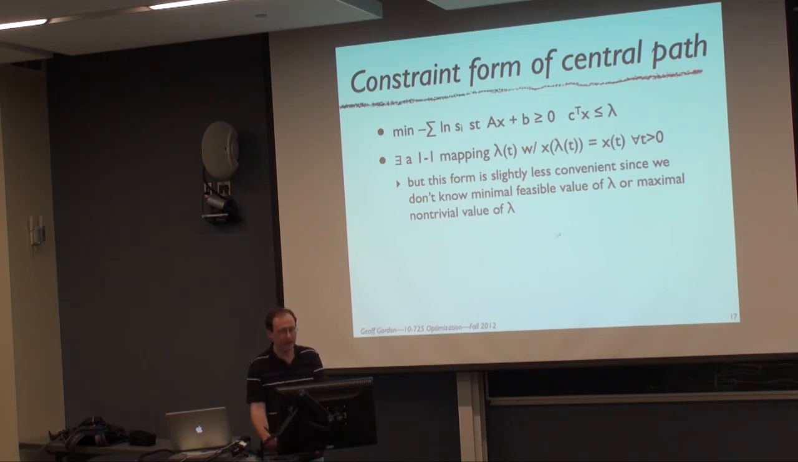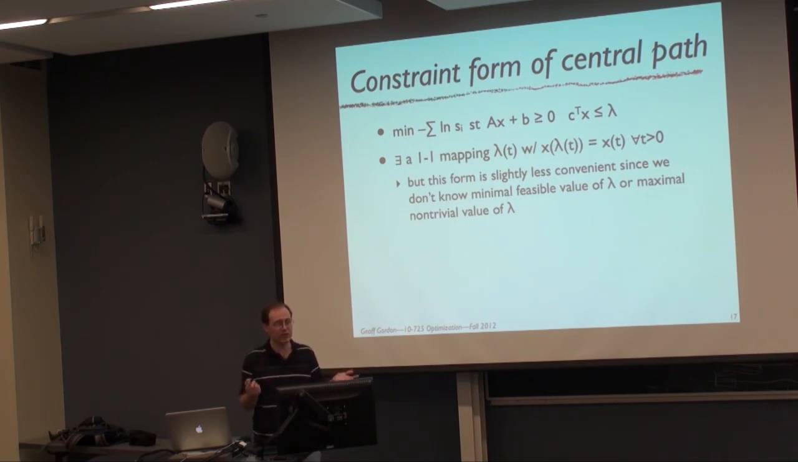And just like with lasso, there's going to be a one-to-one mapping between lambda and t, such that x of lambda and x of t are the same point, right? We don't know the mapping ahead of time, but there exists one. This form is not used so much because it's a little bit less convenient. We don't know what the feasible values of lambda are, right?